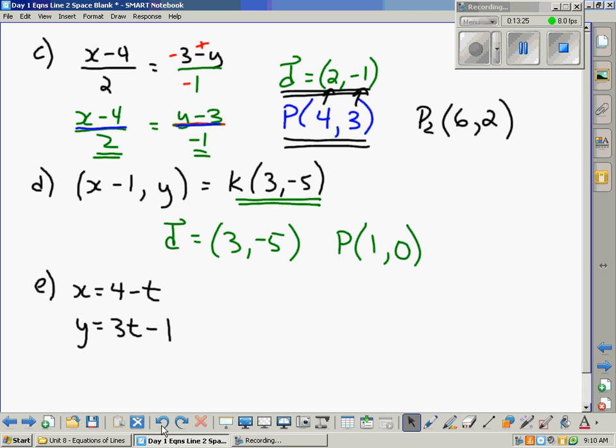To find a second point, same thing. We start with this point, add on a scalar multiple of the direction vector. The easiest scalar multiple to add on is 1 times the direction vector. So we're going to start at 1, add on 3, and a second point then would be 4. Start at 0, add on -5, and we get 4, -5.